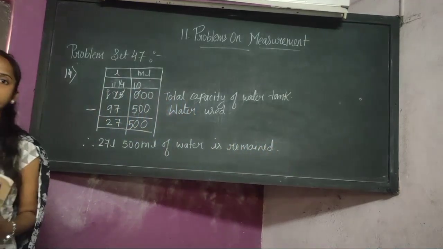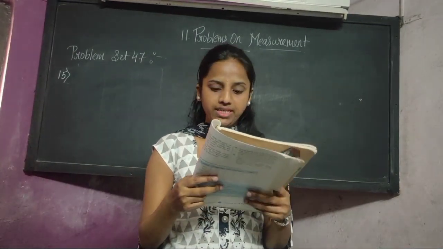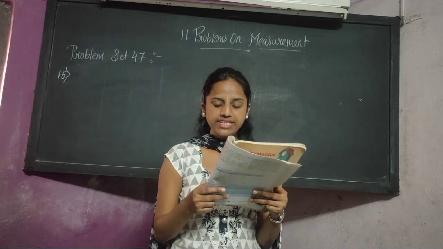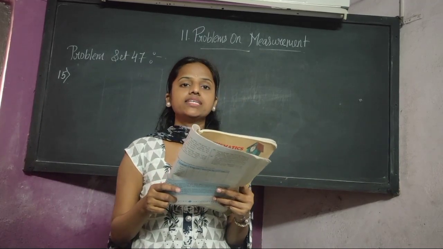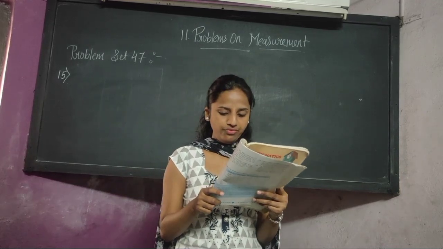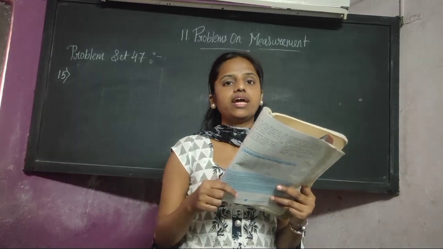Hope you understood this question. Okay, now let's move to question number 15. Harminder bought 57 kg 500 gram of wheat from one shop and 36 kg 800 gram of wheat from another shop. How much weight did he buy altogether? That we have to find.